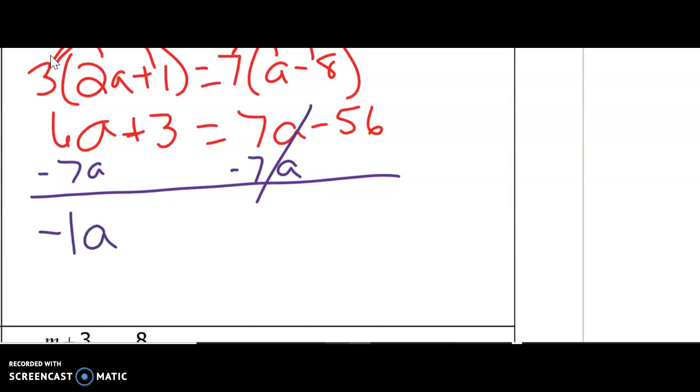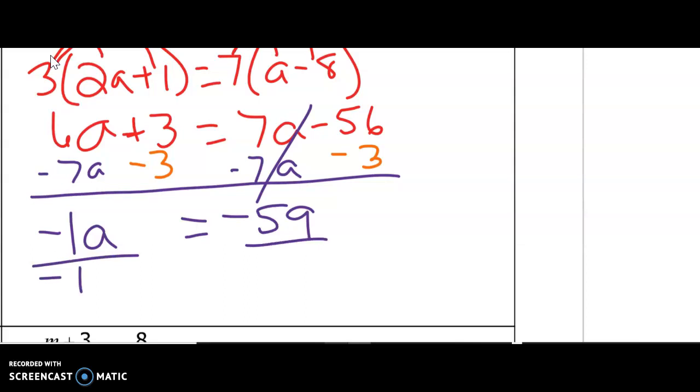And then I'm going to subtract 3 from both sides. And negative 56 minus 3 is negative 59. Now I have a negative 1, and I want that to be a positive 1, so I'm going to divide by a negative. Negative divided by a negative is a positive. So in this problem, a equals 59.